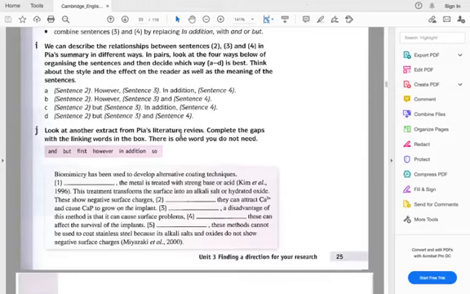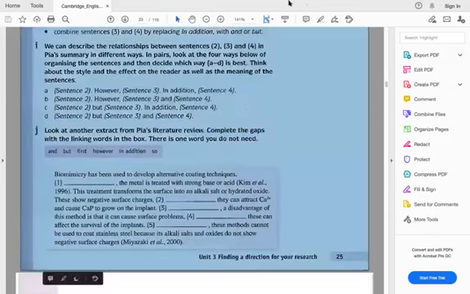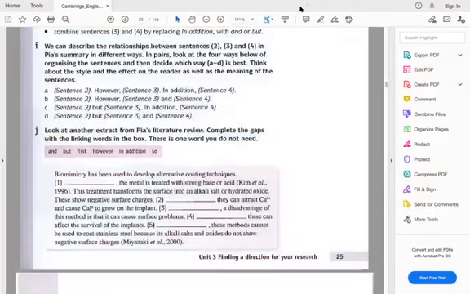Biomimicry has been used to develop alternative coding techniques. What is the meaning of biomimicry? Biomimicry is another word for biomimetics and bionics, which means imitating nature or taking nature as a model.